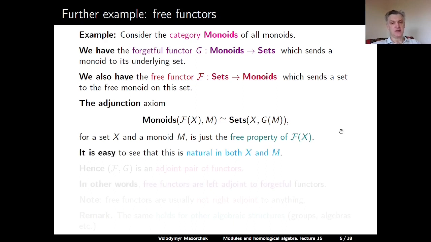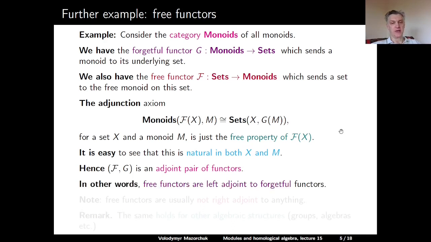And it's very easy to see that this isomorphism is natural in both X and M. This follows directly from the definitions. And so the free functor curly F is left adjoint to the forgetful functor G.